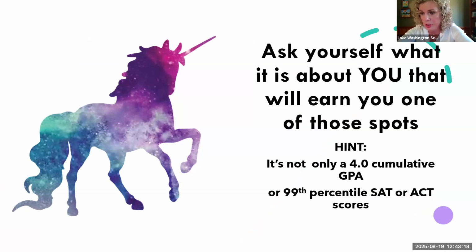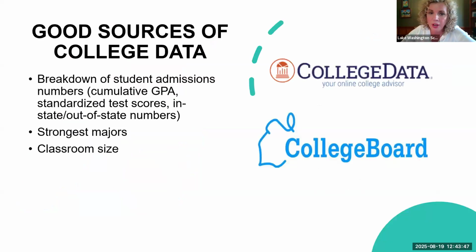And one of the things that students always have to ask themselves if they are applying to the highly selective, highly rejective schools is, what is it about you that is going to earn you one of those few spots? And I'm just here to tell you, it can't be that you have a 4.0. It can be part of it, but it can't be the only reason. And it can't be that you have a 99th percentile ACT or SAT score. It's got to be more than that, because that is very common. That's not to diminish what anybody has achieved, but it can't just be that.